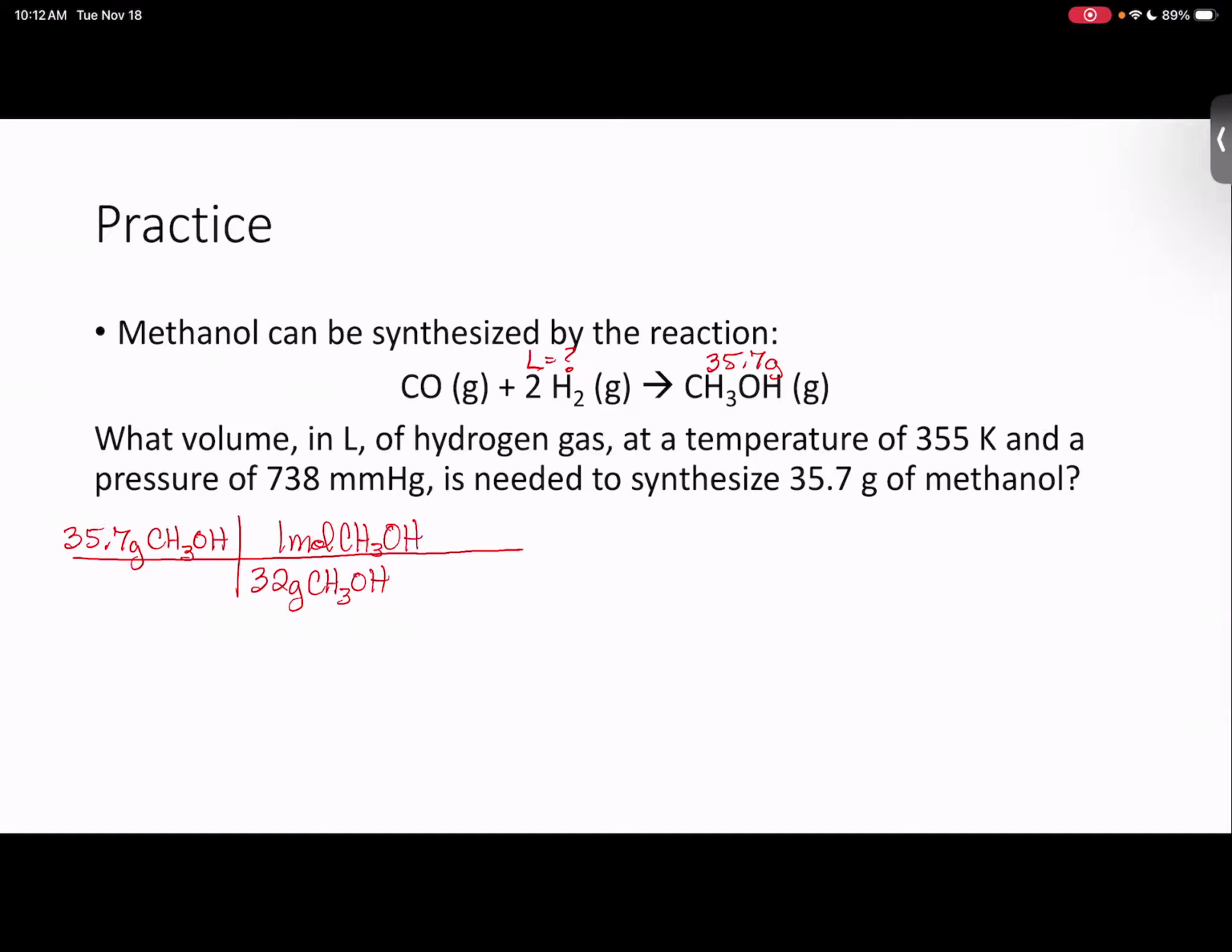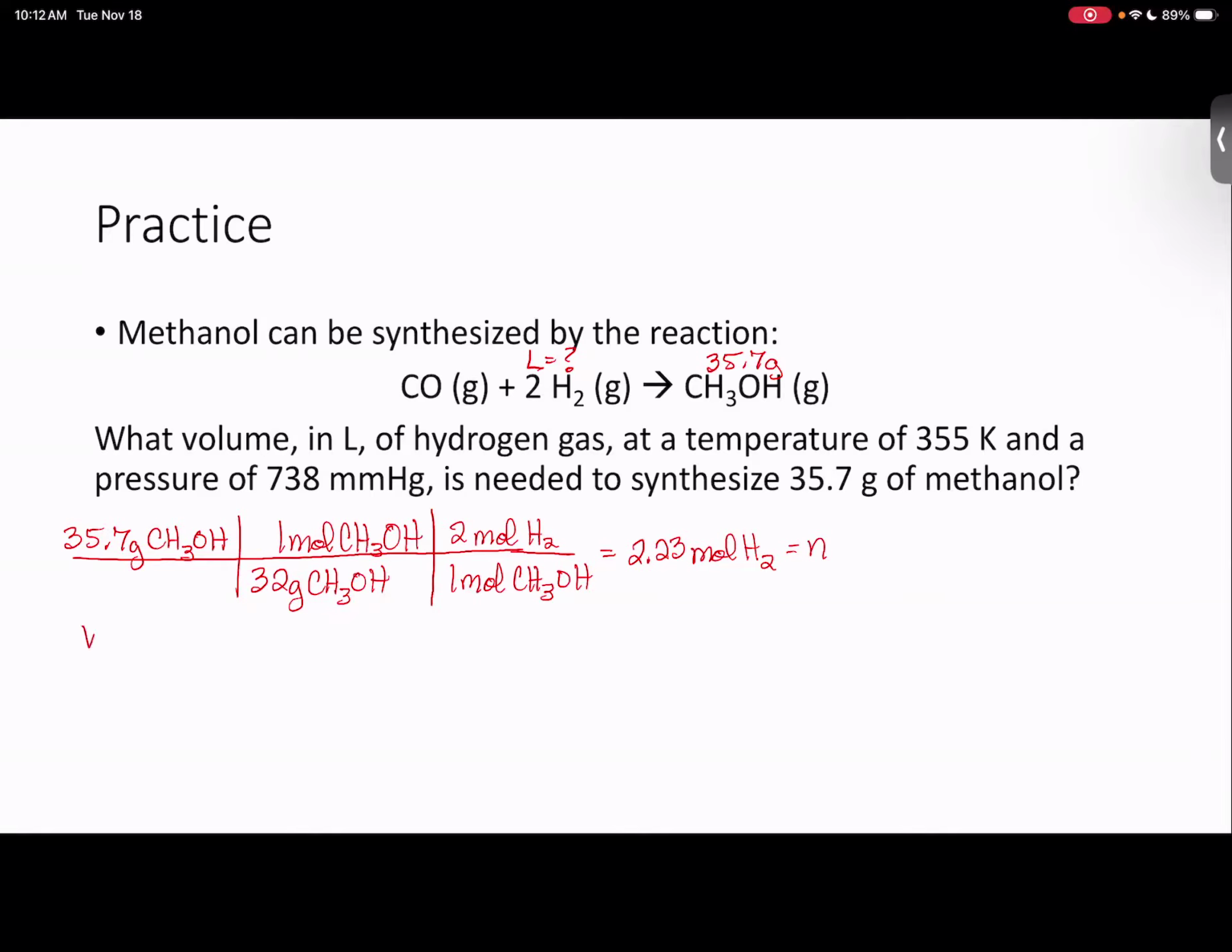Now that we have it in moles of methanol, we can convert it into moles of hydrogen. For every 1 mole of methanol, we have 2 moles of hydrogen. So 35.7 divided by 32 times 2 means we have 2.23 moles of hydrogen. Okay, that basically gave us n.